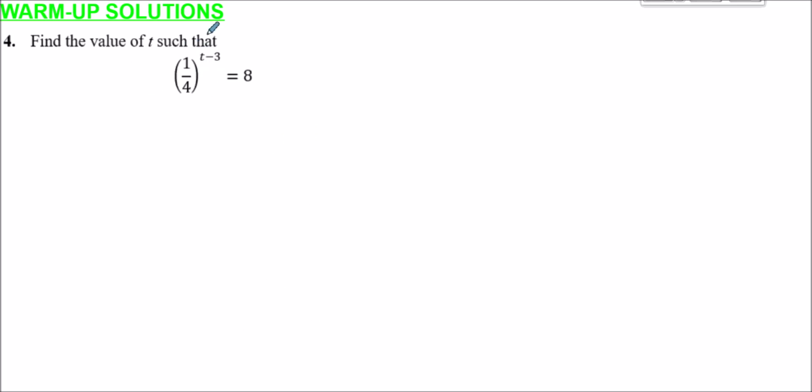Question 4 again is using revision of indices and surds and powers. So here we've got this weird looking equation where a quarter all to the power t minus 3 equals 8. Again, the key insight here is that 4 is a power of 2 and 1 over 4 is a reciprocal power of 2. Okay, so it might just be worth making a note to the side. So a quarter is the same as 1 over 2 squared.